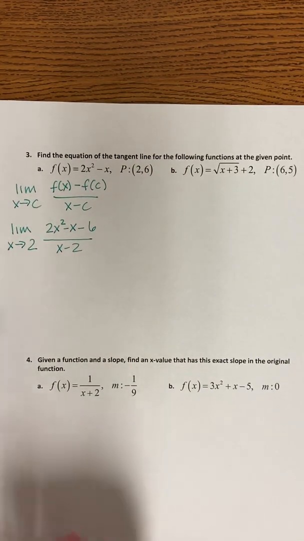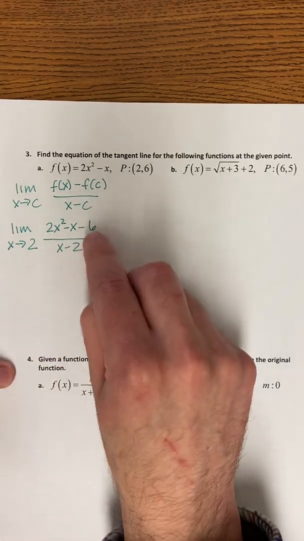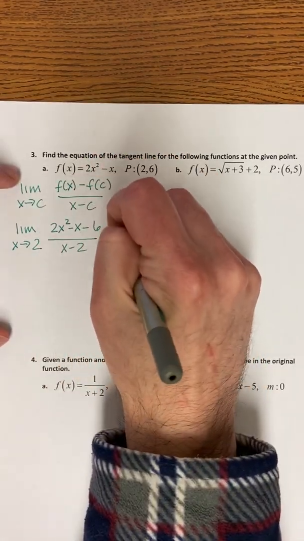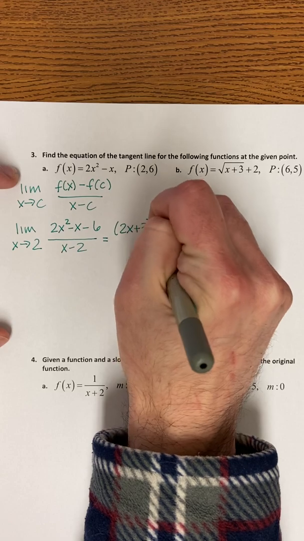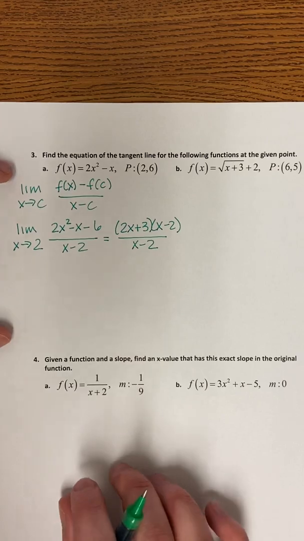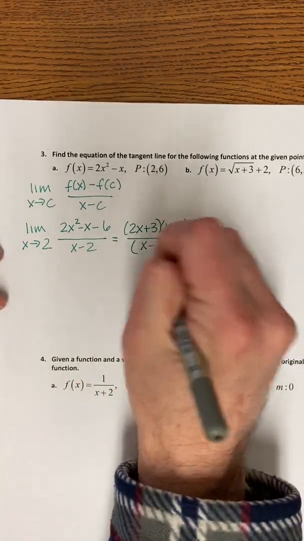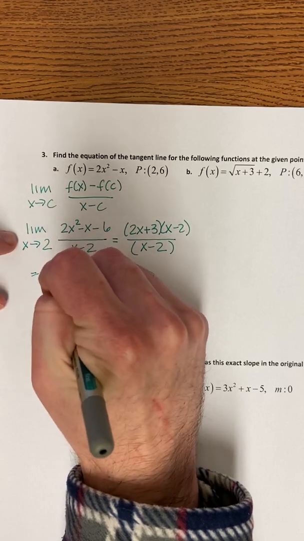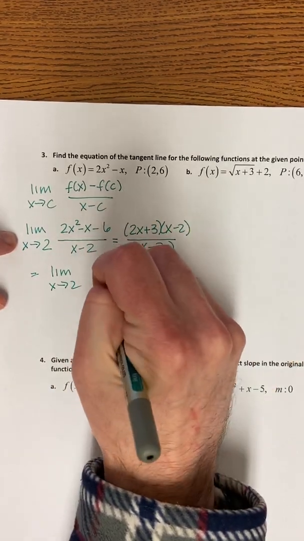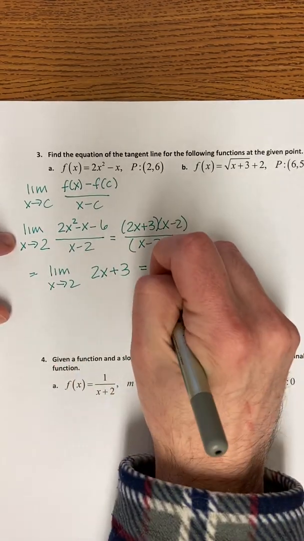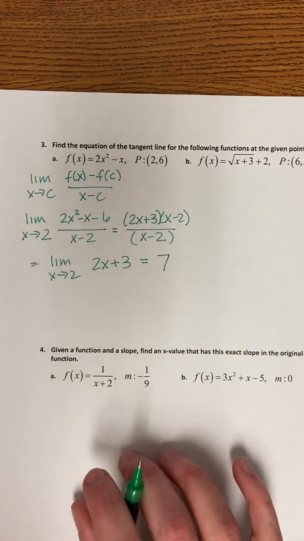Now, the numerator here actually factors. One of the factors in an ideal world should help us cancel out the x minus 2 in the denominator, and it does. This factors into 2x plus 3 and x minus 2, over x minus 2. As we see here, because we have the common factor in the numerator and denominator, this is also equal to the limit as x approaches 2 of just, once these cancel, 2x plus 3, which we can just plug in. 2 times 2 plus 3 is 7. So we know that the slope here is 7.